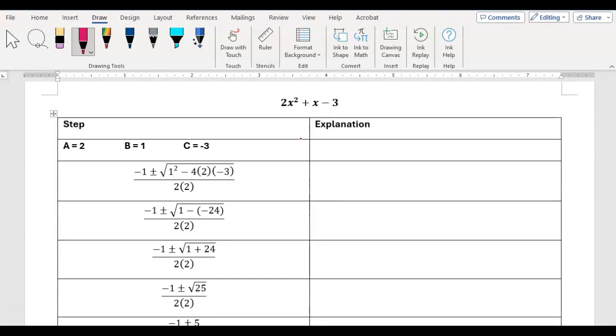So again, they made a 2, b, the coefficient of x, is just 1, and c is negative 3. This is an example where we have negative values, so you have to be really careful. So they assigned values, substituting for a, b, and c.